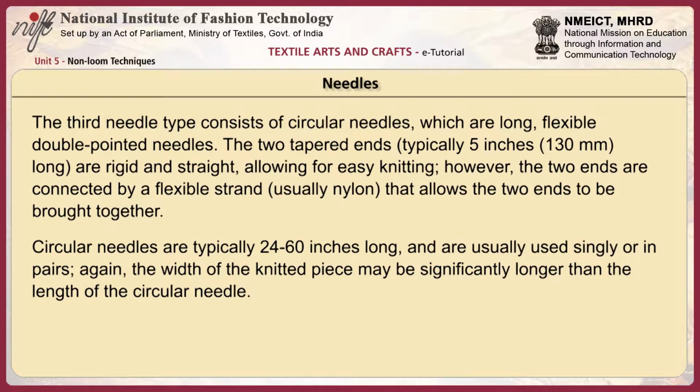The third needle type consists of circular needles, which are long, flexible, double-pointed needles. The two tapered ends, typically 5 inches or 130 mm long, are rigid and straight, allowing for easy knitting. However, the two ends are connected by a flexible strand, usually nylon, that allows the two ends to be brought together. Circular needles are typically 24 to 60 inches long and are usually used singly or in pairs. Again, the width of the knitted piece may be significantly longer than the length of the circular needle.